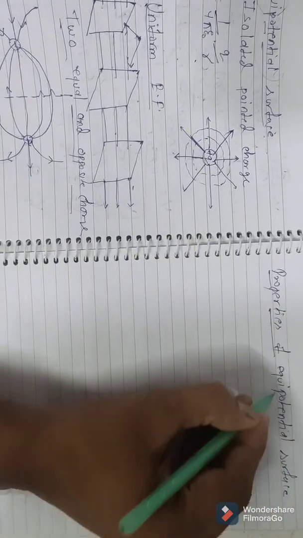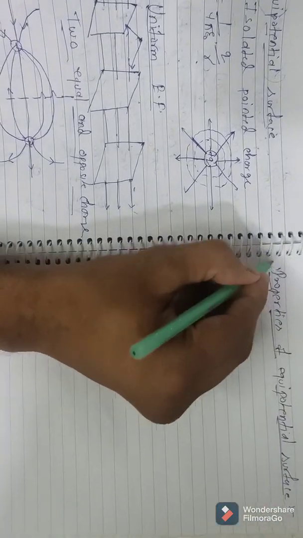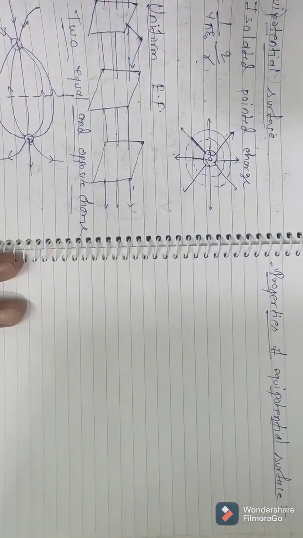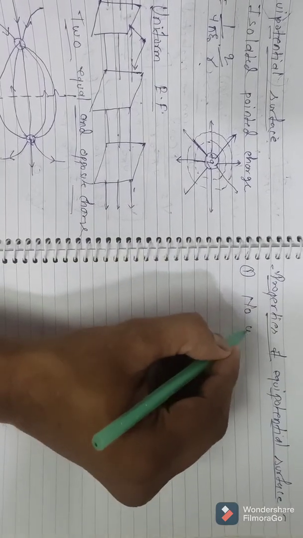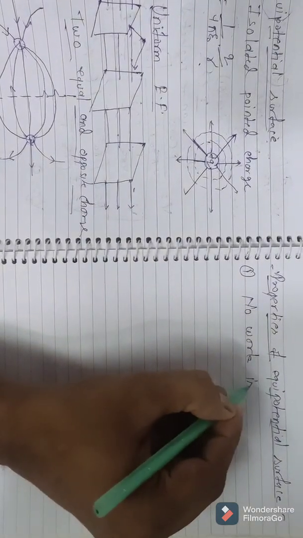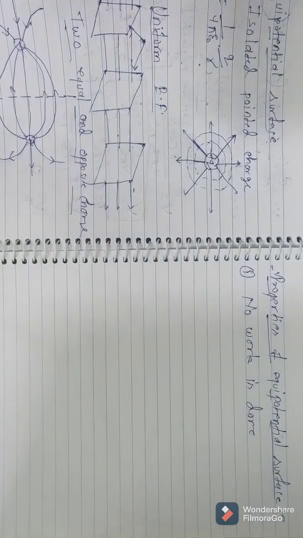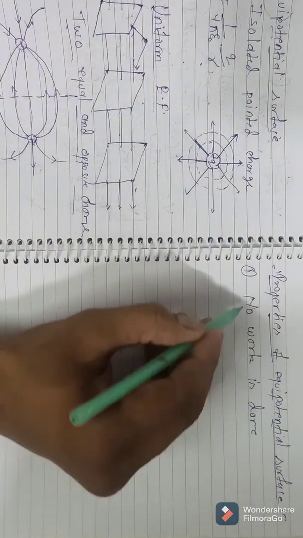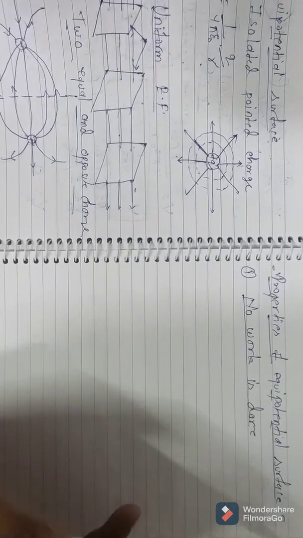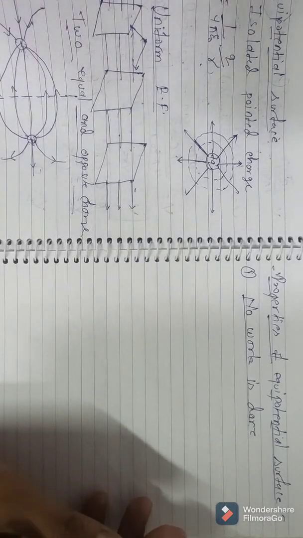Now we need to study the properties of equipotential surfaces. The first property is that no work is done on an equipotential surface. Why, sir, no work is done? Because we know that, suppose there are two points A and B on our equipotential surface.